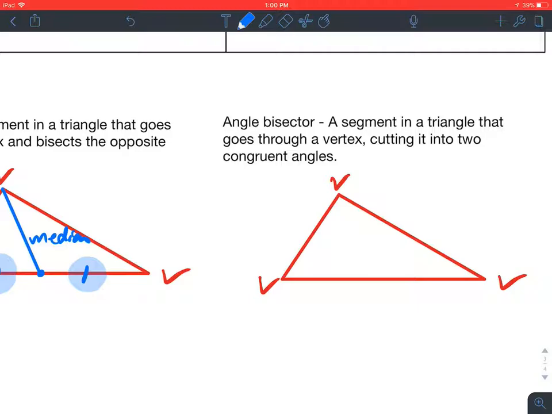A segment in a triangle that goes through a vertex, cutting it into two congruent angles. So let's say that I want to cut this angle here in half. To show that it's cutting it in half, I put the same number of arcs on both sides. This is an angle bisector. Once again, write down those definitions for each of those.